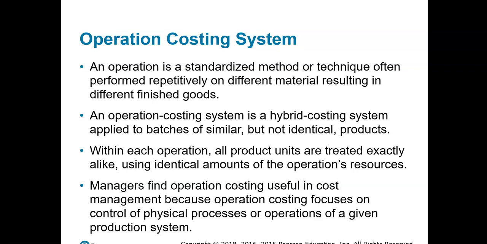Now, within each operation, all product units are treated exactly alike, using identical amounts of the operation's resources. So everything that does go through an operation will consume the same amount of resources. Managers do find operation costing information useful because operation costing focuses on control of the physical processes or operations of a production system. So we can focus on the control of the physical processes or operations, and that's why managers tend to find that useful.